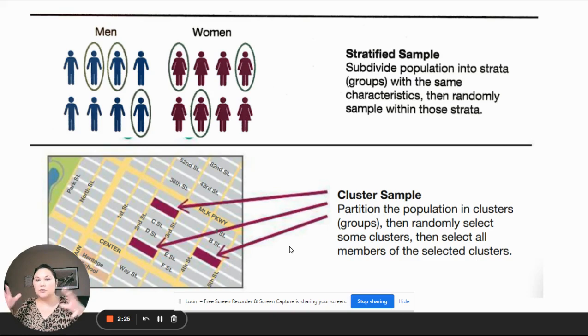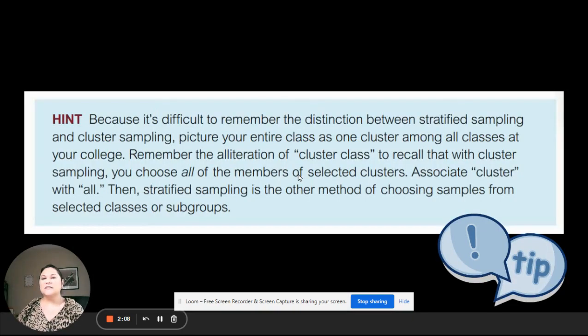In a stratified sample, the grouping happens on your own. Like you look at the group and you're like, okay, they're either part of this group or part of that group, and then you randomly select from each group. A cluster sample, it's as if the population was already grouped and you randomly select groups, but you ask everyone in that group. It's confusing because they're both involving grouping. And so the textbook's got a little tip for you. They say, think about clusters because it starts with the letter C, kind of like your courses or your classes.